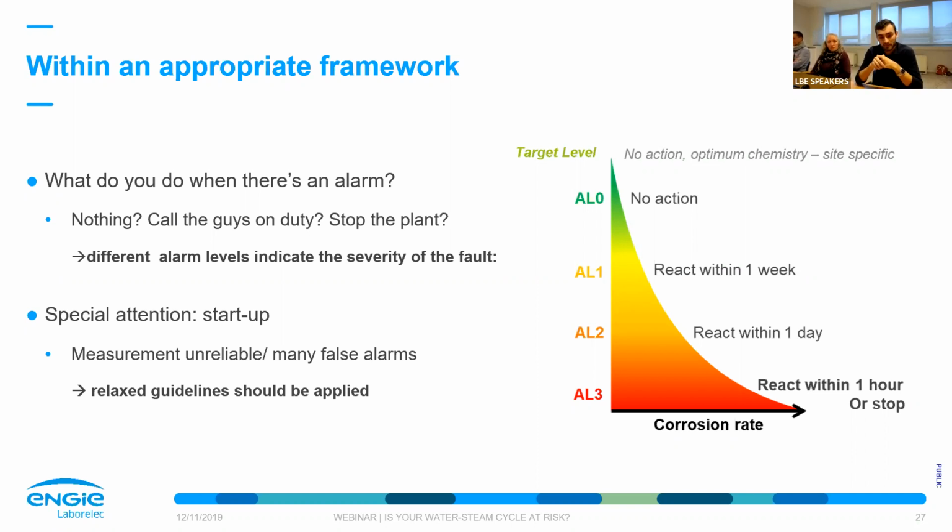Special attention on this point is the startup. Why? Because during the startup, we know that our measurements are not always reliable. You need some time to get the sample, you need some time to rinse the analyzer, and so the chemistry will be bad during startup. But you may have a lot of alarms because your thresholds are generally fixed in the DCS, and so you get a lot of alarms in the startup which are not reliable. So it's preferable to use some relaxed guidelines if applicable to your plant. During the startup, you don't get this overflow of alarms, and you can really spot an abnormal situation from this point.